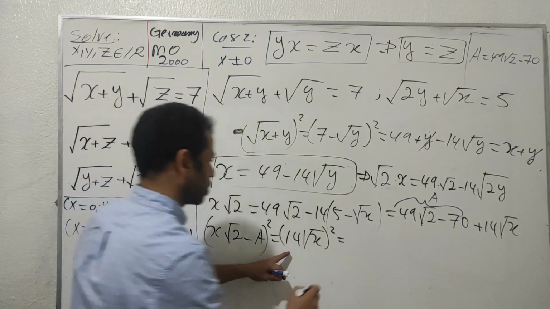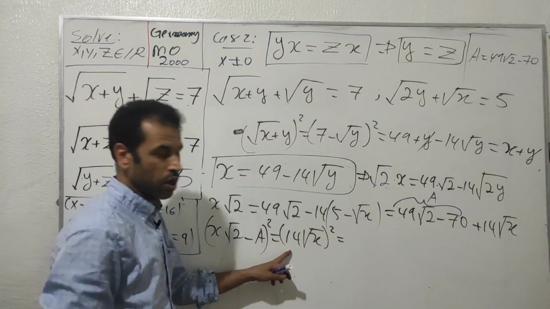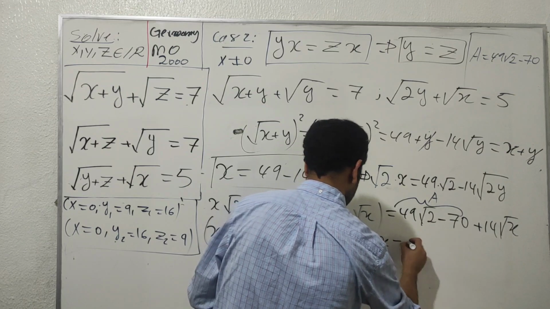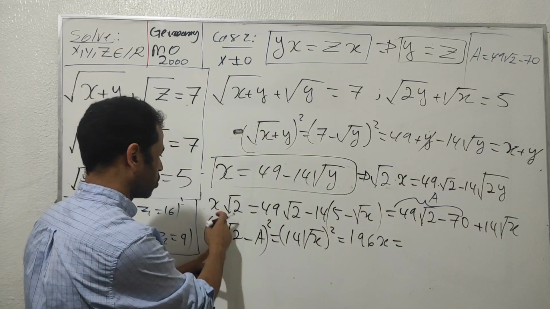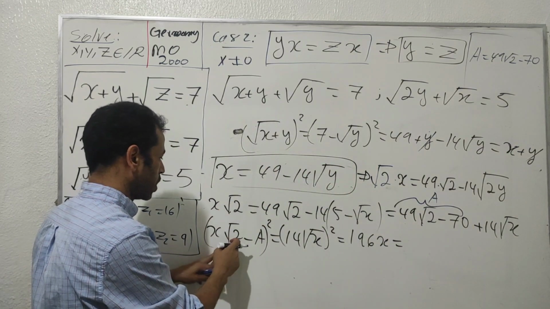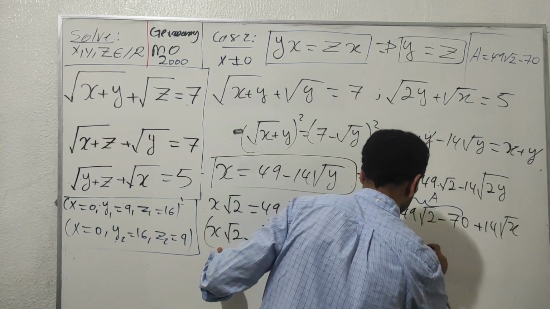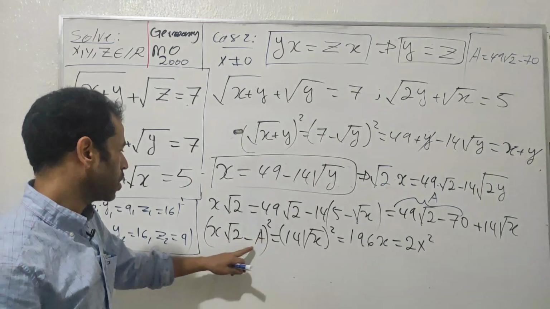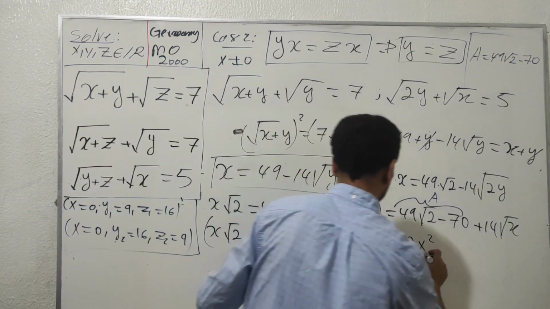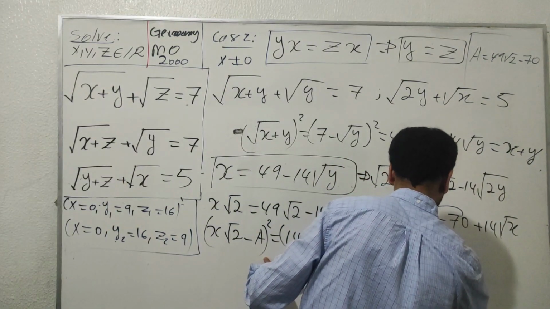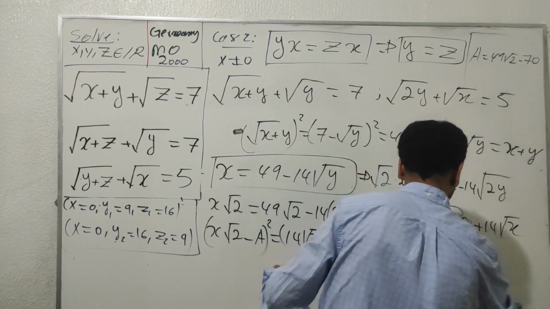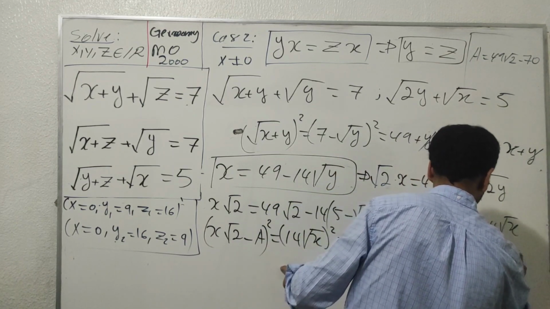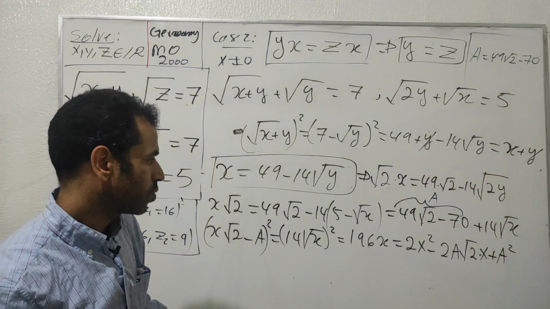This one is giving us 14 squared, which is 196, x, equals this one equals x squared is multiplied. I get 2x squared because I'm squaring this one, minus 2 times A is multiplied by this one, which is minus 2 capital A square root of 2 x, plus the last term, which is A squared.